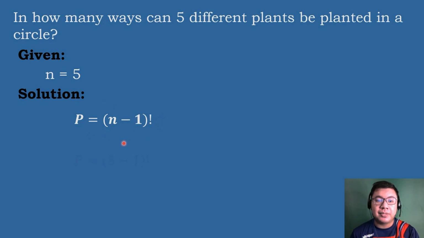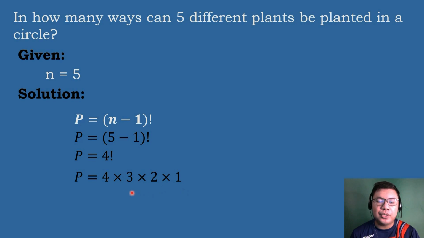So we will just subtract n minus 1, which is 5 minus 1, and that will be equal to 4 factorial. And then P will be equal to 4 times 3 times 2 times 1. And then multiplying these numbers, the answer will be equal to 24. Therefore, there are 24 possible ways 5 different plants can be planted in a circle.